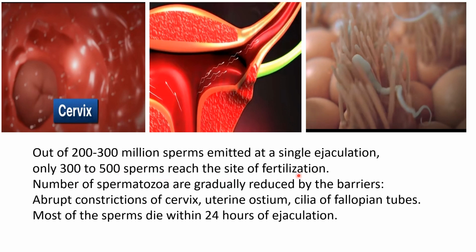So is it clear? At the time of ejaculation, 200 to 300 million sperms are emitted. But when they are reaching the site of fertilization, most of the sperms will die within 24 hours of ejaculation, and only 300 to 500 sperms will reach the site of the fertilization, and others will die due to the constrictions or barrier offered by internal os of the cervix, ostium of the uterine tube, and the cilia of the fallopian tubes.